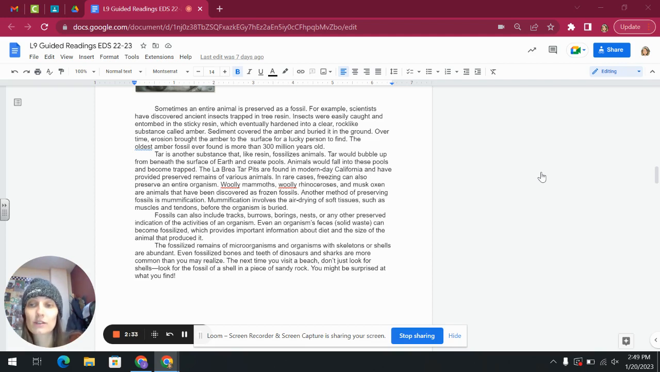Another method of preserving fossils is mummification. Mummification involves the air drying of soft tissues, such as muscles and tendons, before the organism is buried. Fossils can also include tracks, burrows, borings, nests, or any other preserved indications of the activities of an organism. Even an organism's feces, or solid waste, can become fossilized, which provides more important information about diet and the size of the animals that produced it.